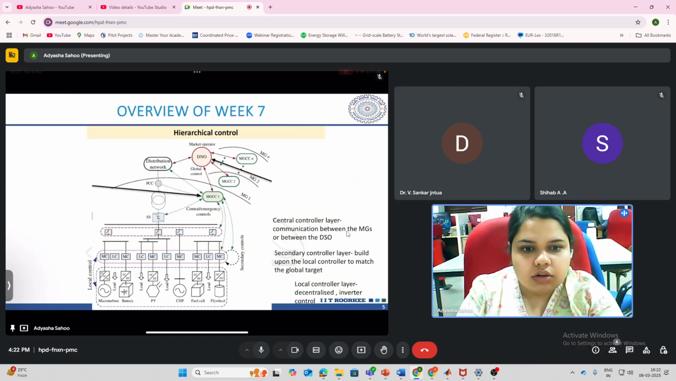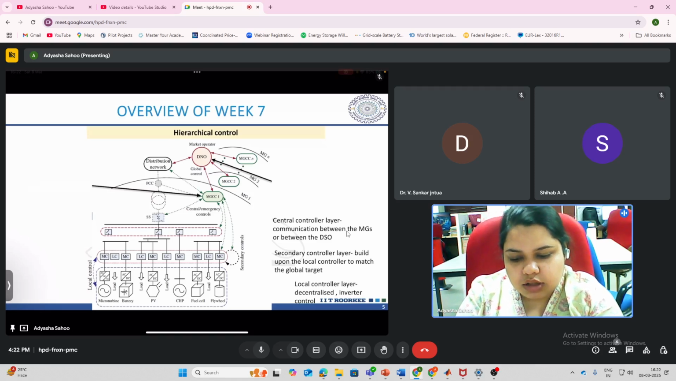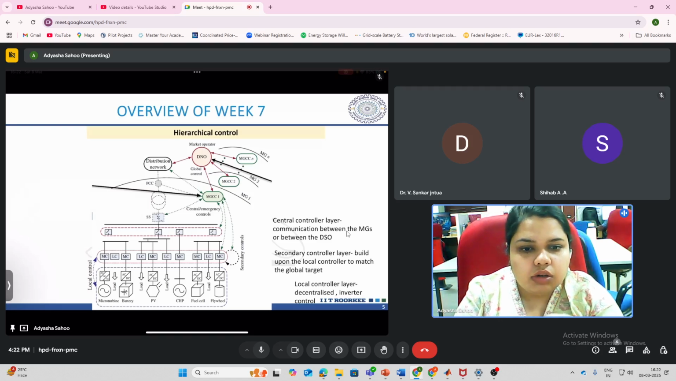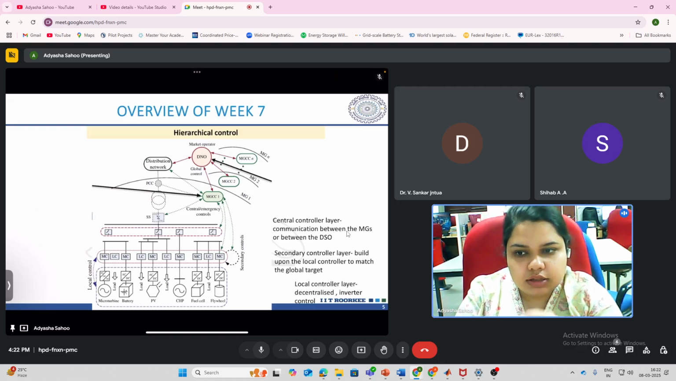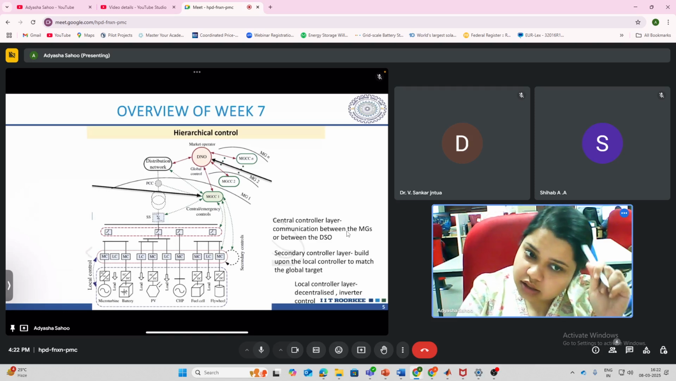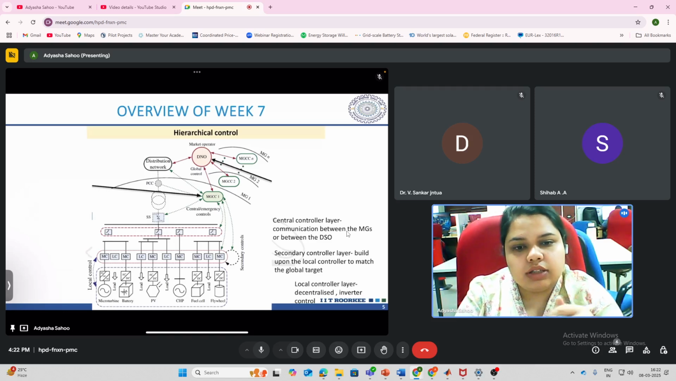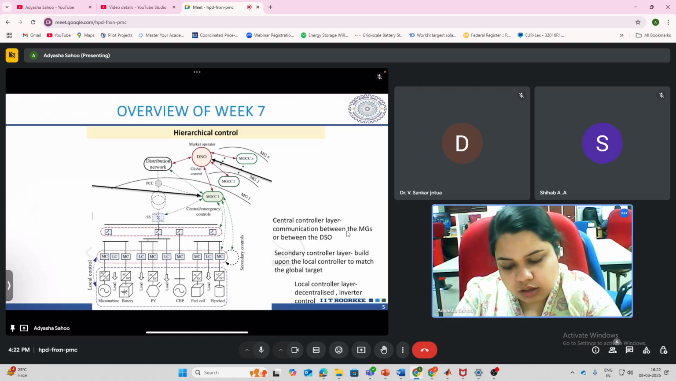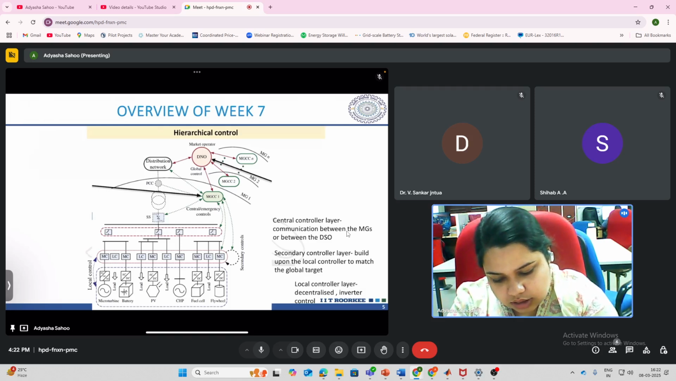So how is this control strategy taking place? The first thing we discuss here is hierarchical control. We have control strategies in various layers, taking place according to the various timescales of their operation. The fastest control strategy layer is the local control that you can see here.